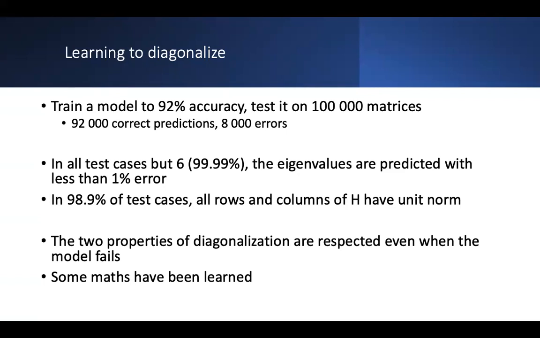If you look at the test set, the 100,000, including the errors, in all test sets but 6, the eigenvalues are predicted with less than 1% error. Even when the model is wrong, the eigenvalues are correct. And in 99% of the test sets, all the rows and columns have unit norms, which means that the properties are learned. It's like a student who would get a lot of problems wrong, but there are a couple of things they always do right. These are learned. This is the same here. Some math has been learned, and the way I test it is that those properties are respected even when the model fails.